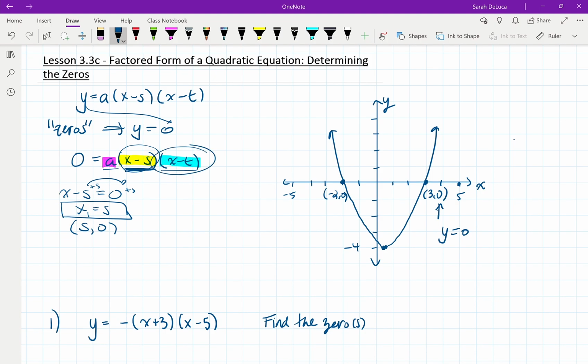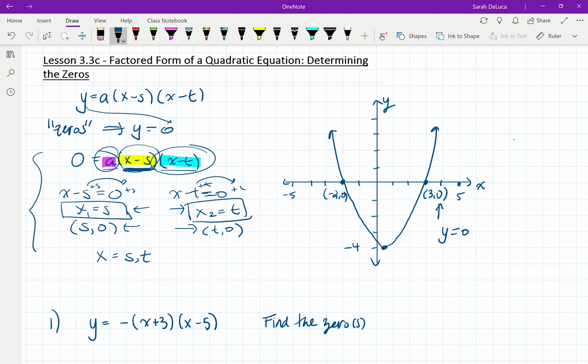Likewise, if this thing is equal to 0, so if x - t is equal to 0, then it doesn't matter what x - s is, it doesn't matter what this is, the whole thing's going to be 0. So if I bring this over to the other side by adding t, I get x2 = t. So there are my two x-intercepts, (s, 0) and (t, 0). Okay, we could also just say x = s, t. You don't want to put a bracket because that implies it's a coordinate. It's not. So you could state them like that, you can state them like this, or you can state them like coordinates. So this right here is the method of how to find the x-intercepts.